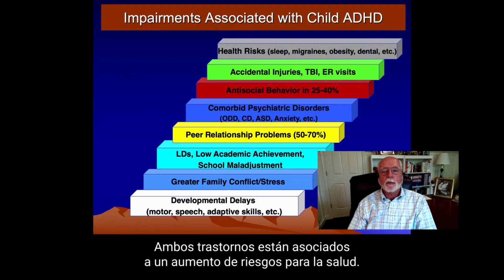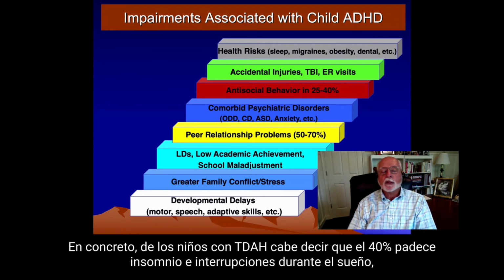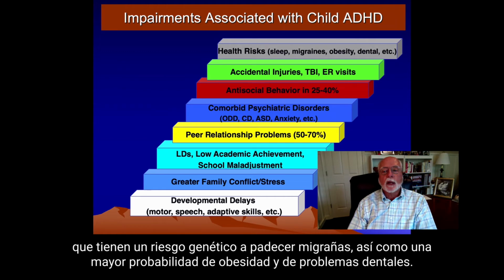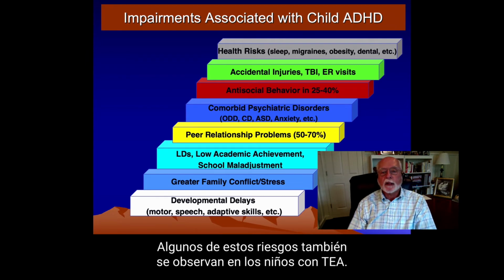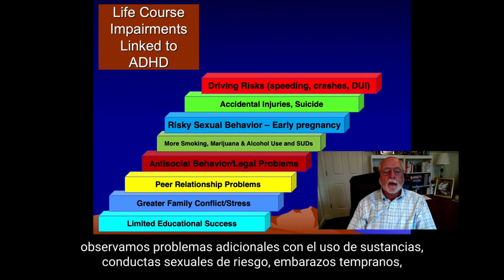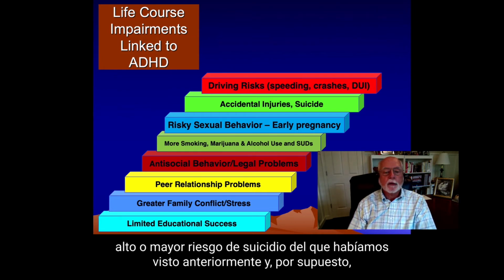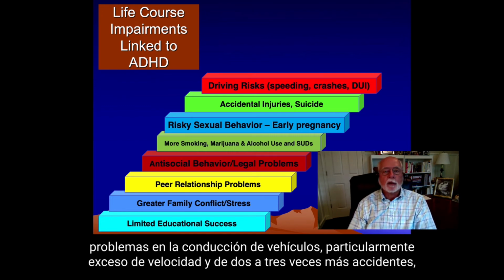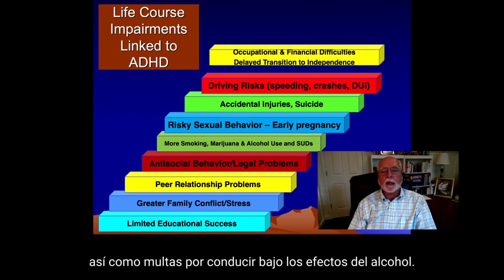Health risks are associated with both disorders, but specifically for ADHD children, 40% have insomnia and disrupted sleep. There's a genetic risk for migraine headaches. There's also an increased risk for obesity and for dental problems. Some of these can be seen in ASD children as well. As ADHD children enter adolescence and progress on to adulthood, we see additional problems with substance use, risky sexual behavior, early pregnancy, higher risk for suicide than we had seen previously, and of course driving problems, particularly characterized by speeding with a motor vehicle and 2 to 3 times more crashes, as well as being cited for driving under the influence.